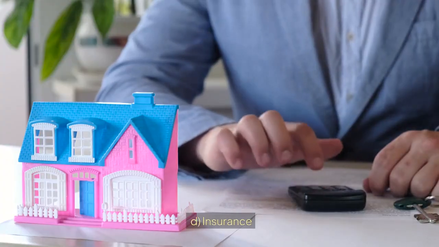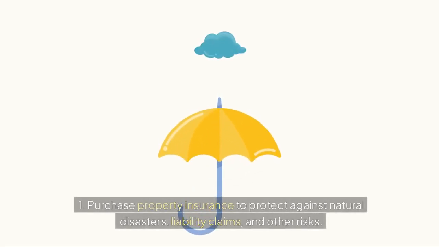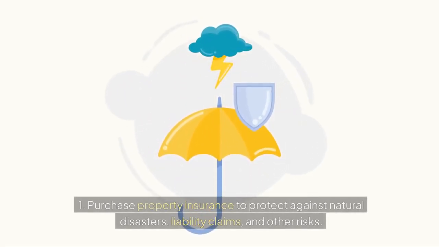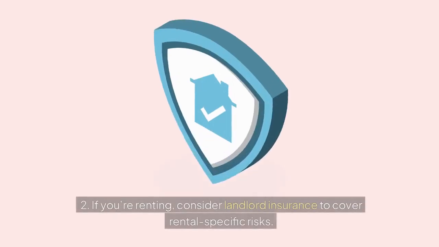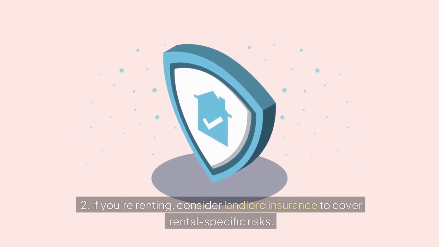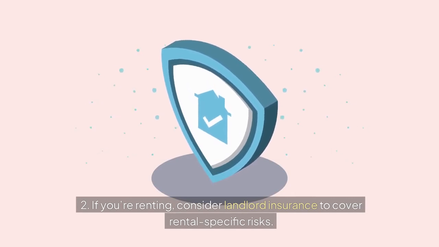D. Insurance. 1. Purchase property insurance to protect against natural disasters, liability claims, and other risks. 2. If you're renting, consider landlord insurance to cover rental-specific risks.